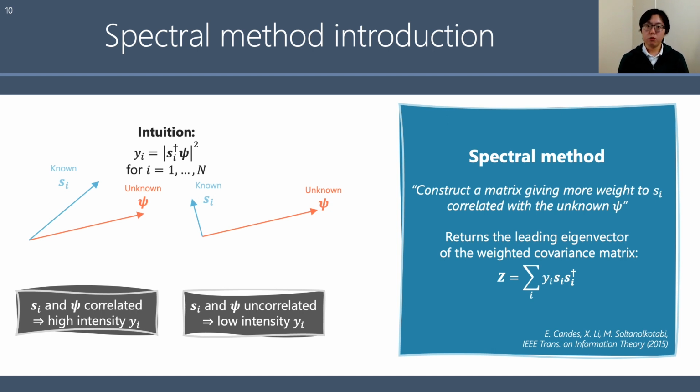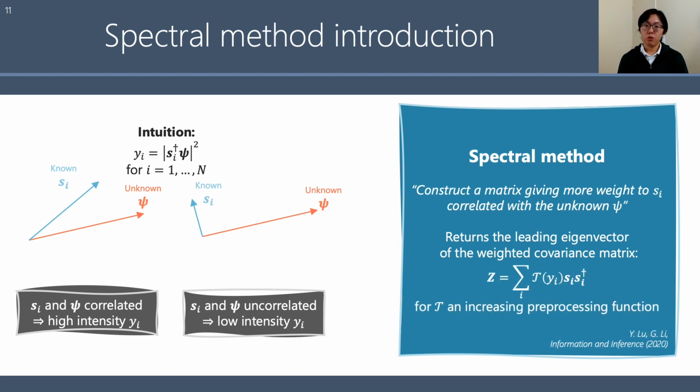This idea was proposed as part of the Wirtinger flow algorithm, where the spectral initialization was followed by gradient descent. The heuristic of spectral methods is still valid when we introduce an increasing function of the measured intensity. Large values of y will still be weighted more than small intensities. With this preprocessing function tau, we obtain a more general setting that will be useful later.